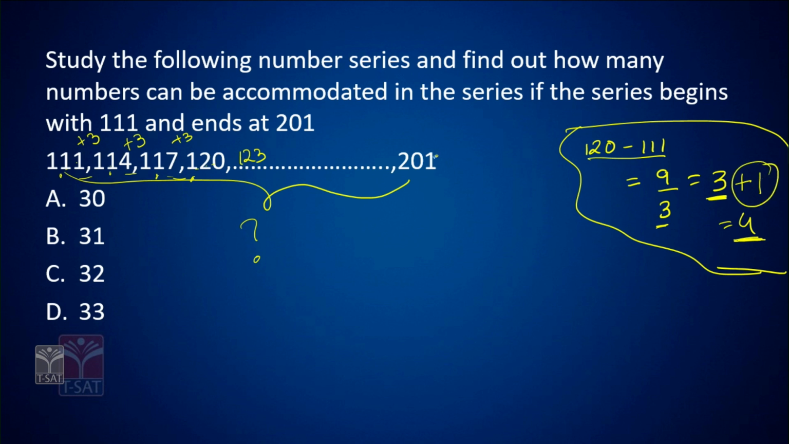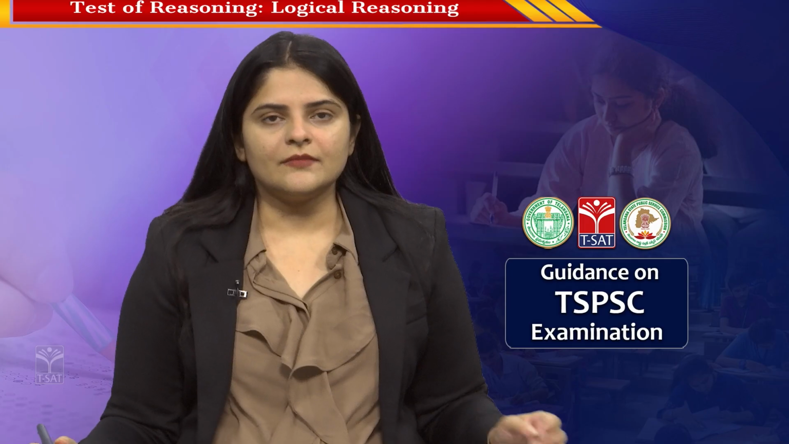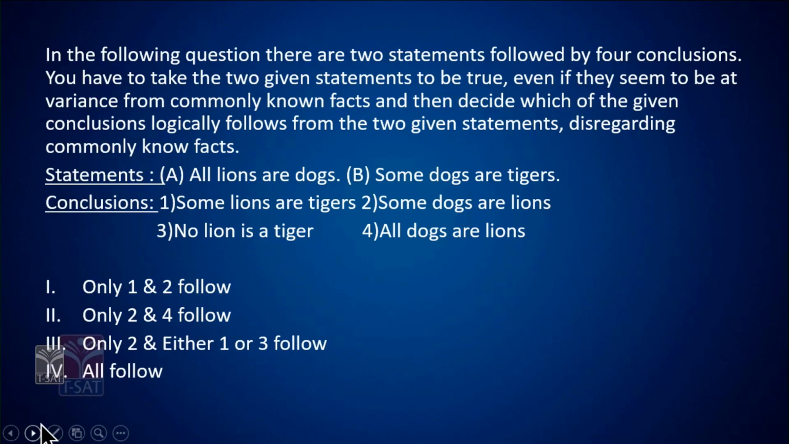So to find how many numbers there are, we subtract the first number from the last number, that is 201 minus 111, which is nothing but 90. Now if you divide 90 by 3, you will get 30, and you add a 1 at the end, so you will get 31. So there are a total of 31 numbers in this series from 111 to 201. So the answer is option B. Let's look at the next question now. In the following question, there are 2 statements followed by 4 conclusions.